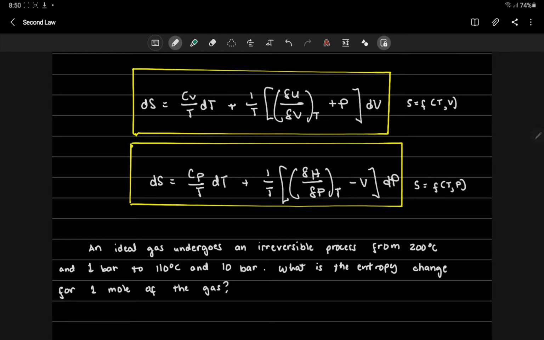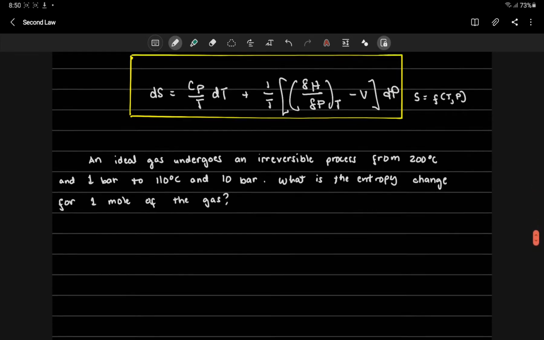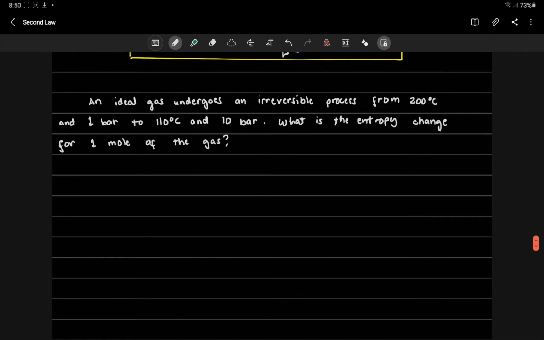Hindi kasi natin pwedeng pag-isahin yung temperature, pressure, and volume. It's quite complicated. So we just develop two separate equations from both functions. But anyway, these two general equations can be used for a lot of problem types, and let's discuss one of them right now. So you have here an ideal gas undergoing an irreversible process from 200 degrees Celsius and 1 bar to 110 degrees Celsius and 10 bar.